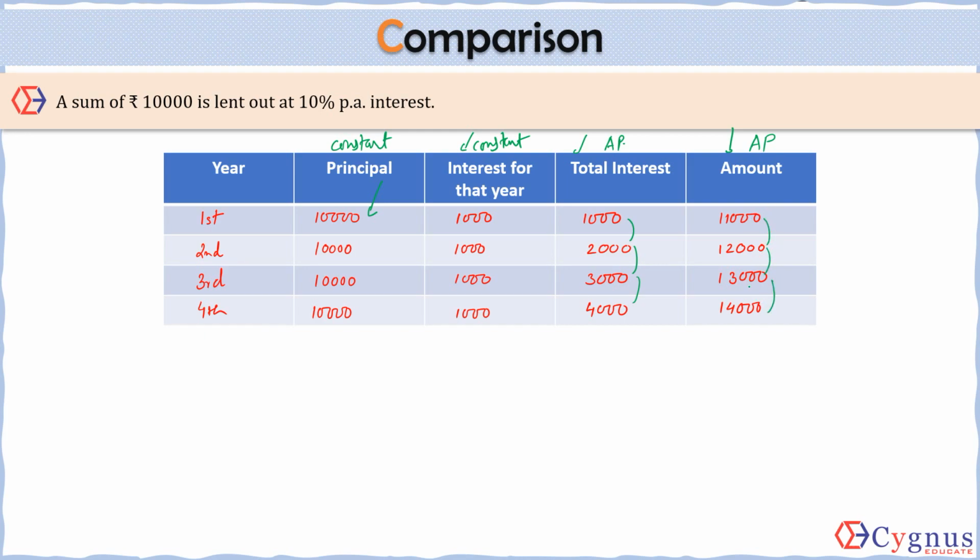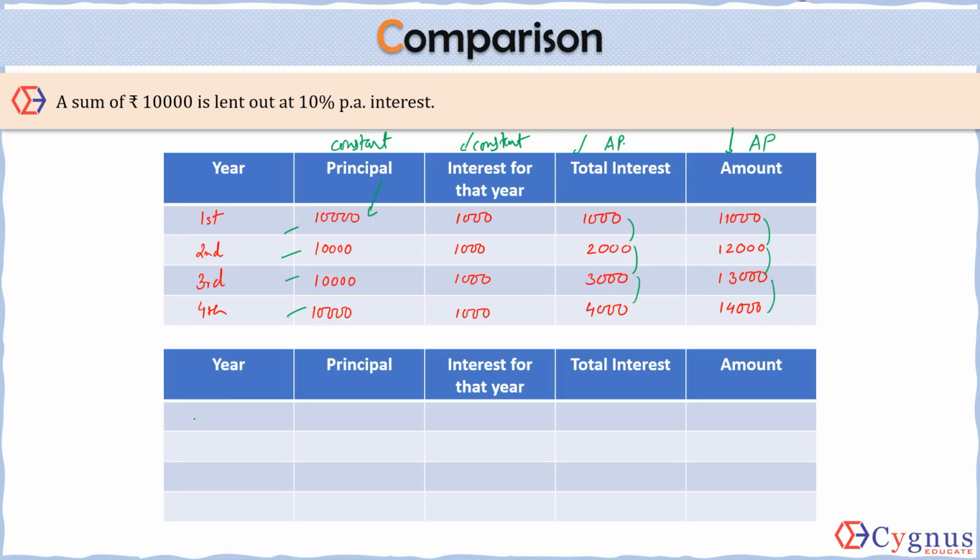And we have already discussed this drawback. Here, the principal remains the same every year. This was a drawback which was covered in the case of compound interest. Let's look at the case of compound interest also. First year, let's say the principal is 10,000. So the interest will be how much? 1,000. And the total interest will be 1,000. And the amount becomes 11,000. This much will be due at the end of 1 year.